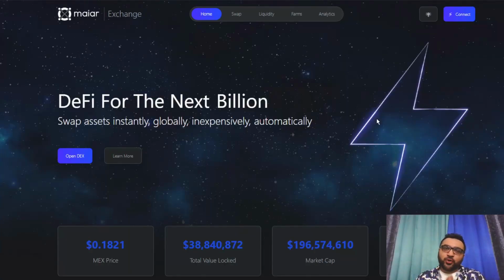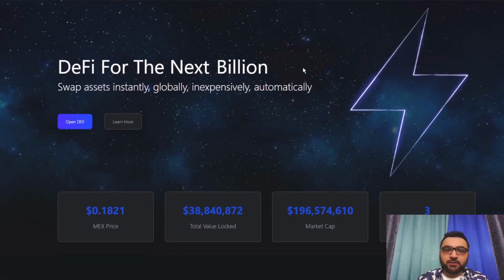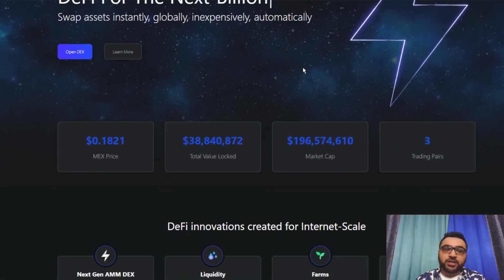All right, let's do a quick overview of Maiar Exchange. Now remember, this is still in testing phase, so the values here might not be accurate. First of all, it says DeFi for the next billion. You can swap assets instantly, globally, inexpensively, and automatically. Now, we're going to go through these features in a minute. Let's head down and see what values are available for us: the MEX price, total value locked, market cap, trading pairs. These are just placeholders. They're not accurate since it's in testing phase.